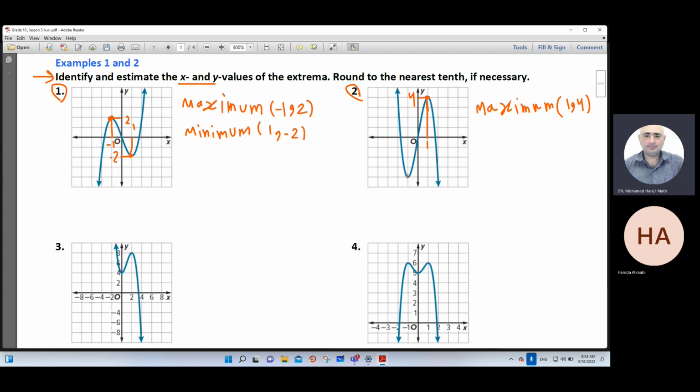And here is the minimum. This is -1, -2, -3, -4, and here in the x it is -1. So the minimum will be (-1, -4).